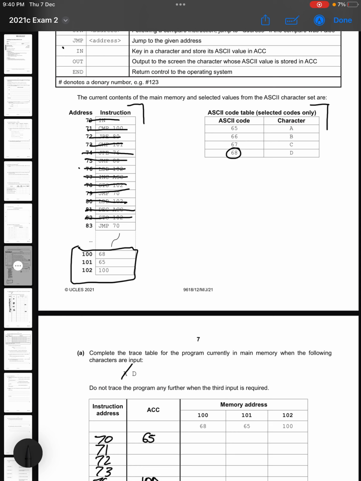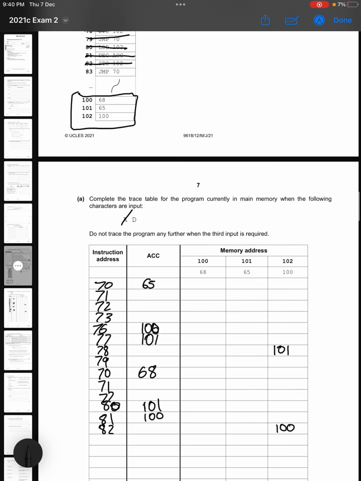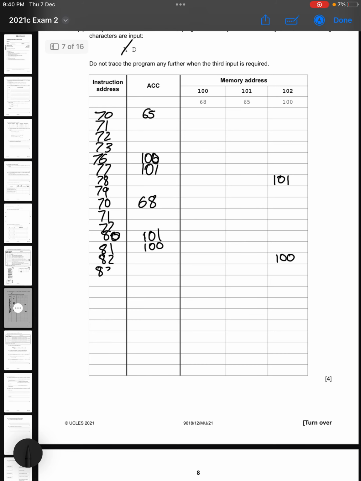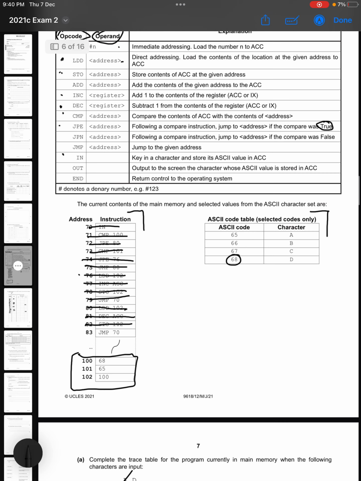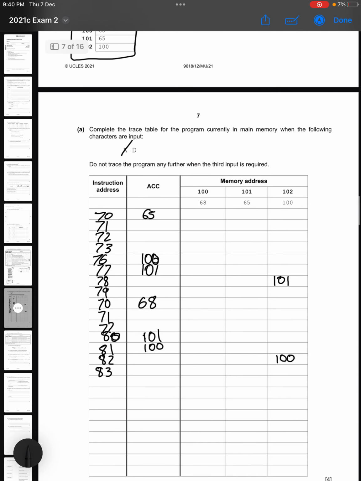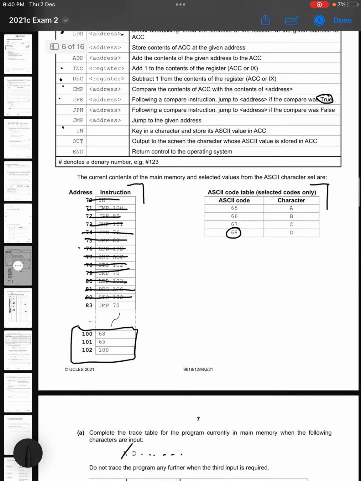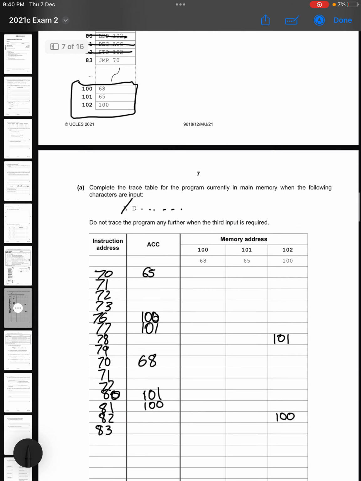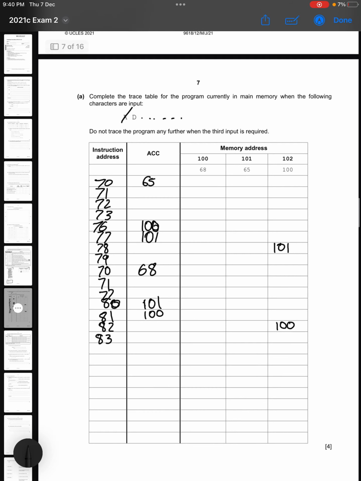And so for our last instruction, it is in address 83. And it says jump to address 70. And yeah, that is it. We leave it blank because we are not given any further characters to key in. And that is it.